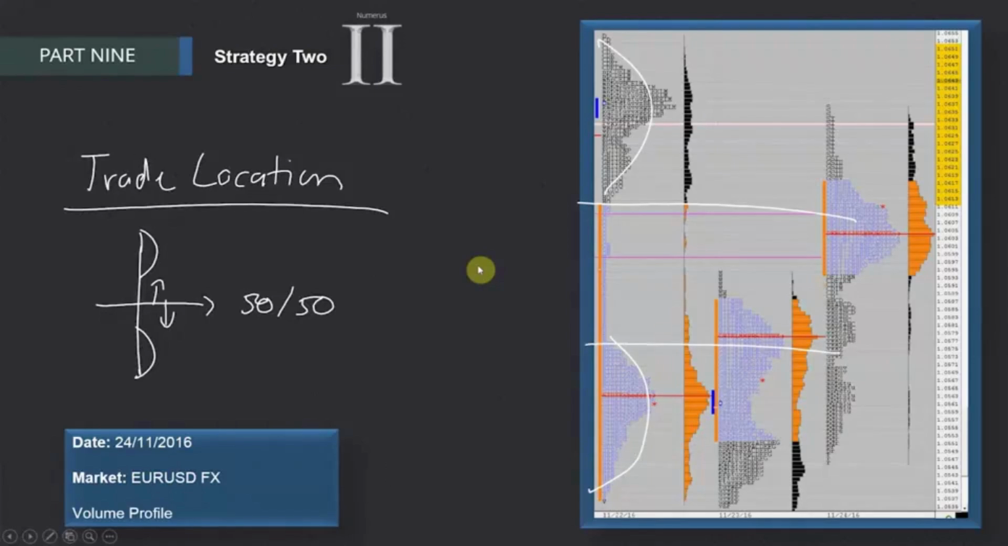So it's important to understand that we look for buy-side opportunities towards the lower end of the low volume area, and we look for sell-side opportunities towards the upper end of the low volume area.